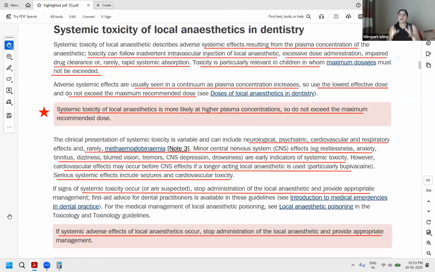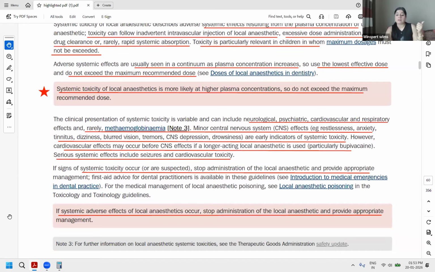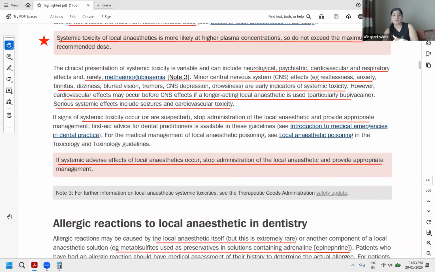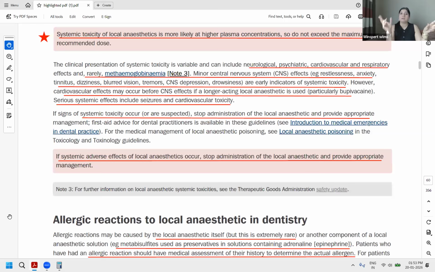Systemic toxicities happen because of the higher plasma concentration, so higher doses, or because of intravascular injection, or because the patient's drug clearance was challenged, or rapid systemic absorption. Signs of CNS come first, then comes the cardiotoxicity. In bupivacaine, it's the opposite: cardio comes first, neuro comes later.